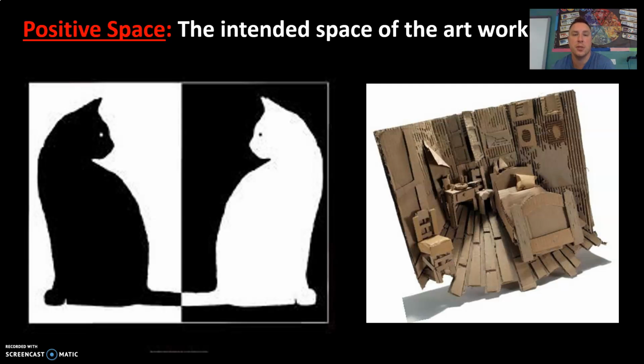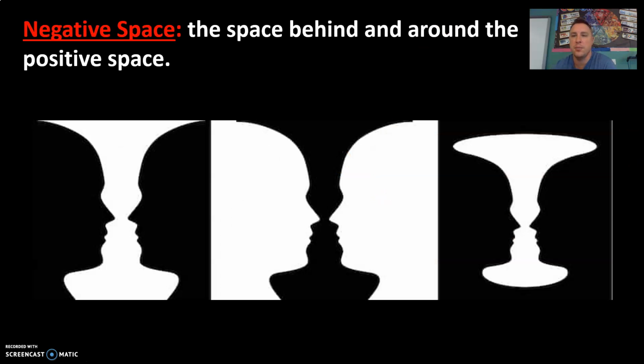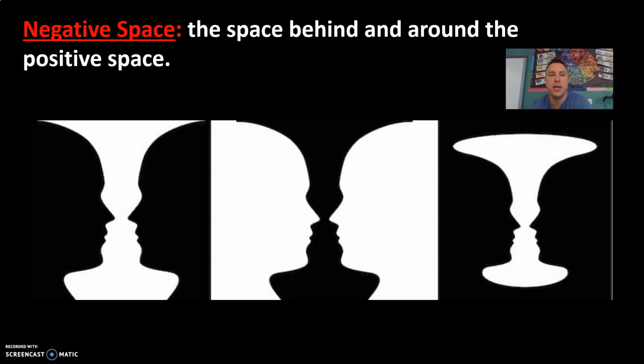The negative space helps and adds to the artwork. You want to make sure that you have an even balance one way or the other of your positive and negative space. Since I'm talking so much about negative space, we should probably jump to that. Negative space is the space behind and around the positive space. So as the positive space is what you're trying to create, the negative space is what's around it.